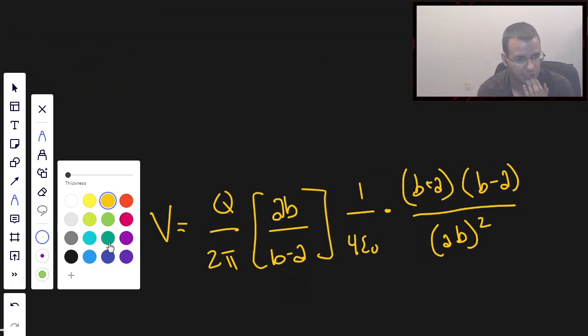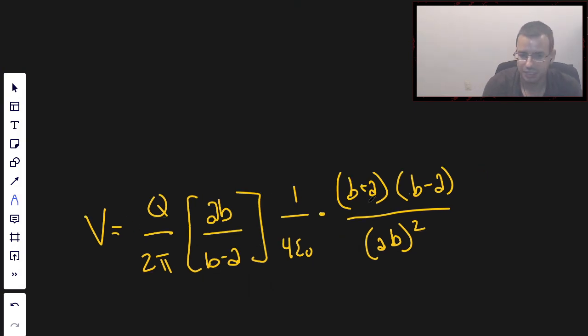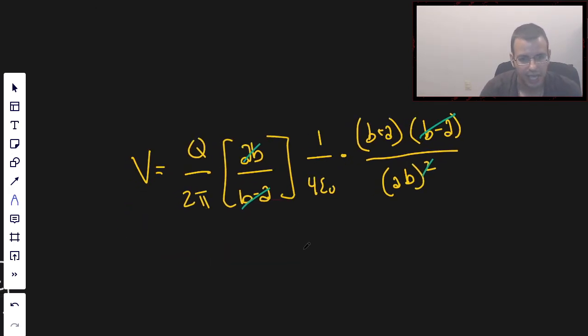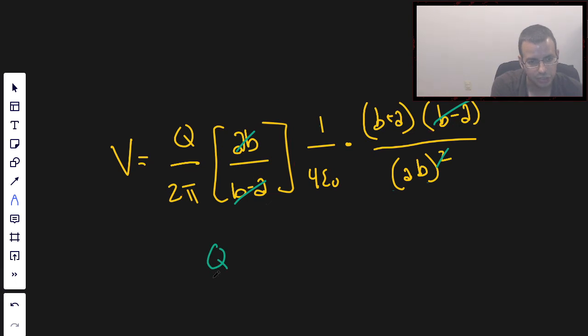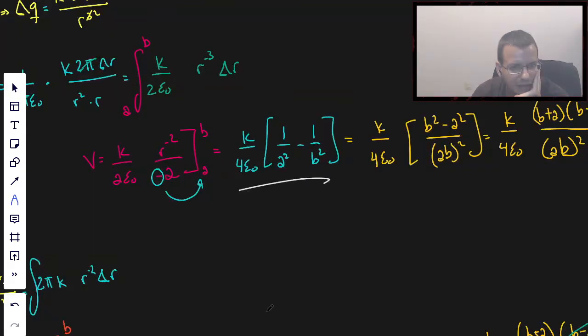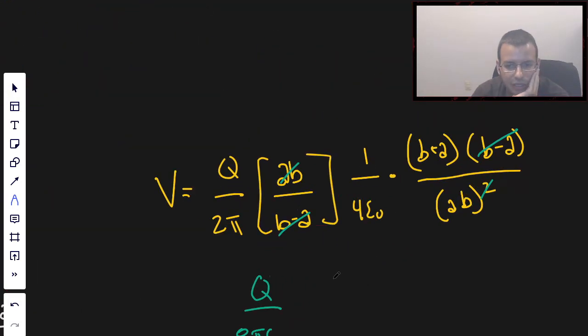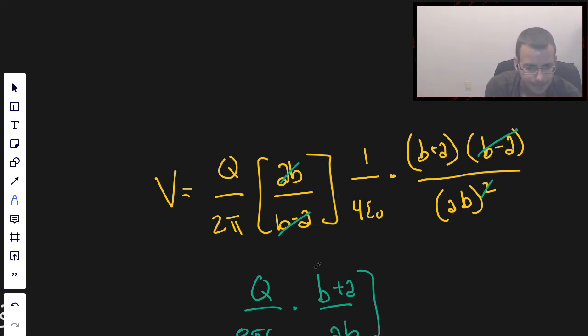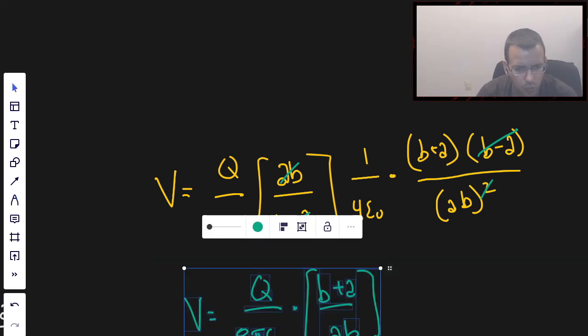We can just simplify things a little bit, I believe. So we have an AB, everything's multiplied together, so we can get rid of the AB. We have a B minus A, we have a B minus A, and the 2 and the 4 can combine together. So we're going to have Q over 8 pi. Is there supposed to be a pi there? Maybe. I don't know. We'll see what happens. Times B plus A all over AB. And we'll see how close that is to the answer that we actually want.